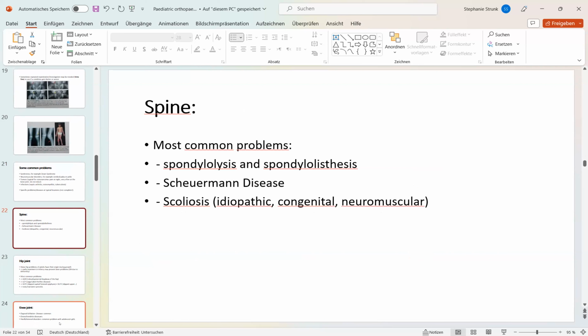So the most common problems in the spine are first spondylolysis and spondylolisthesis. Spondylolysis is a deformity of the lower lumbar vertebra, and this leads to a sliding of the vertebra over the lower vertebra. This is very commonly seen in gymnasts.